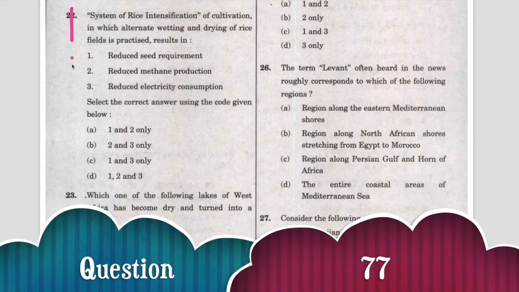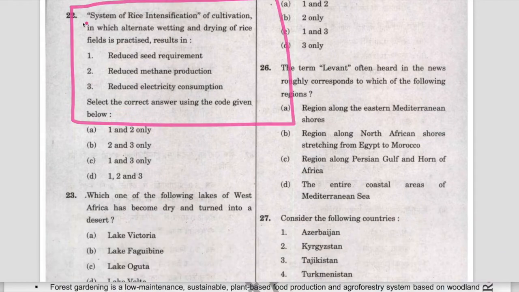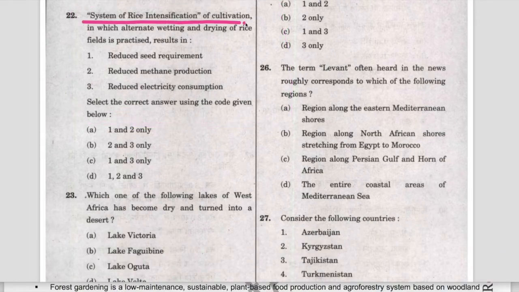Next question. The system of rice intensification of cultivation results in: 3 options are given: reduced seed requirement, reduced methane production, and reduced electricity consumption. All 3 are correct.